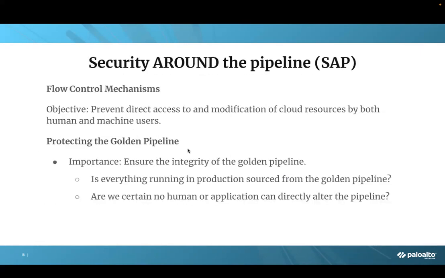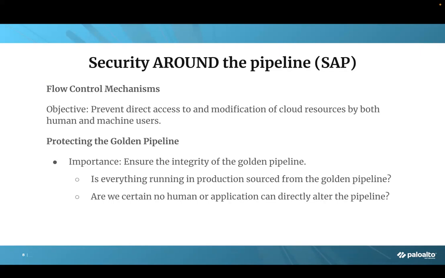And the next is the security around the pipeline. Let's say we have a production environment which is connected to a CI/CD pipeline, right? In this environment, the code and artifacts continuously flow from the DevOps workstation to a runtime. But the final step is to secure this environment, which involves setting up flow control mechanisms. The flow control mechanism is really important, right? The main goal with these mechanisms is to ensure that no single human or machine user can directly connect to or modify a cloud resource.